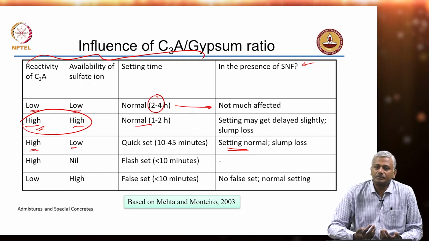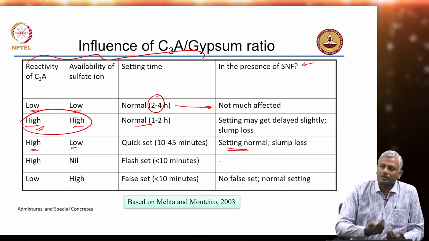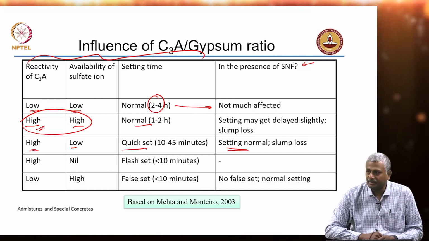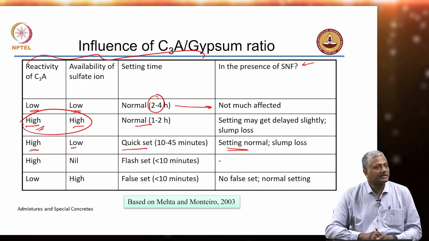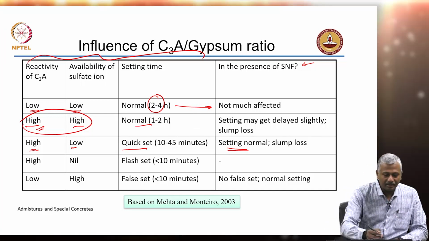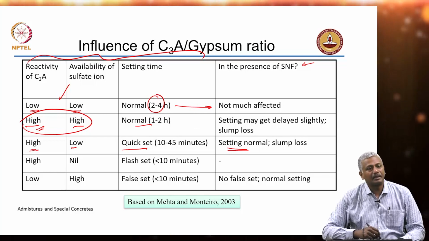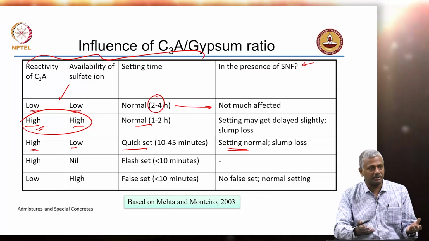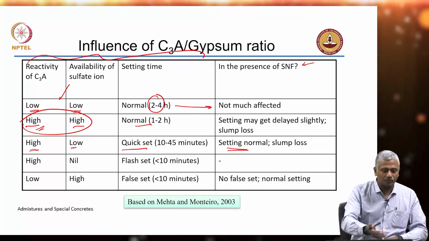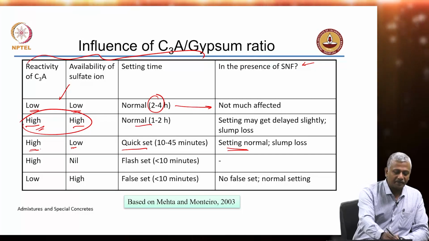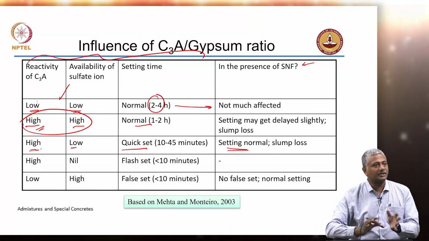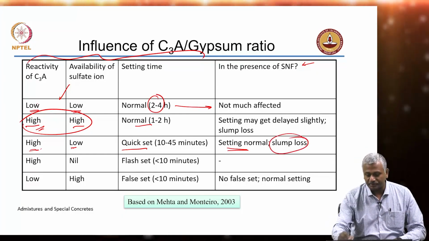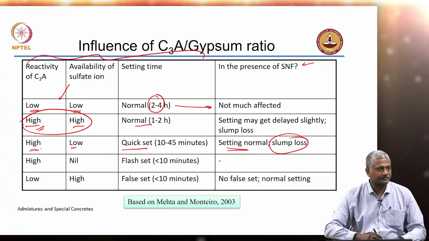Because now your sulfate is not combining with the C3A very early, just like what is happening in a normal case without the SNF, right. It is combining with the C3A in a manner which is similar to the first case, because the admixture went and adsorbed itself onto the C3A, so it is not available for reaction immediately. So, it is slowly available for reaction. So, in other words, the presence of the SNF converts this high reactivity into low reactivity and gives a normal setting time. So, from quick set you get a normal set, but you also get slump loss because the effectiveness of the admixture goes down.